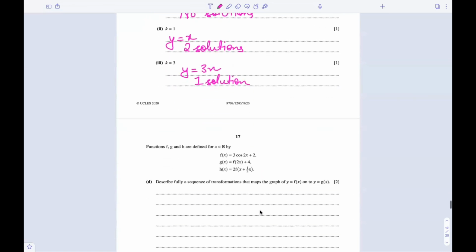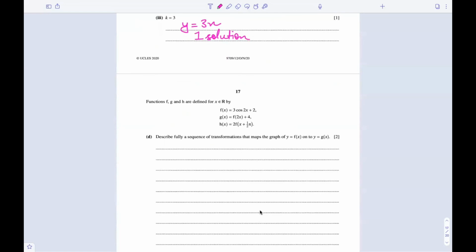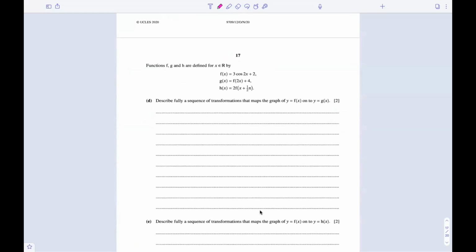In the next part, we have that function. There are 3 functions f, g, and h. Describe fully a sequence of transformations that maps y equals f of x onto g of x. Now, what we have to understand is that f of x is 3 cos 2x plus 2, and g of x is f of 2x plus 4. Now, when the value of x over here is doubled, this represents a stretch with scale factor half and parallel to the x-axis.